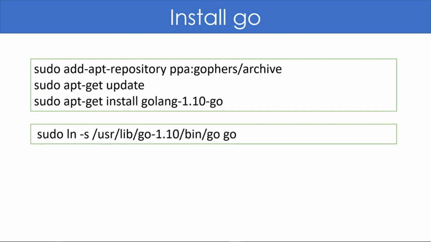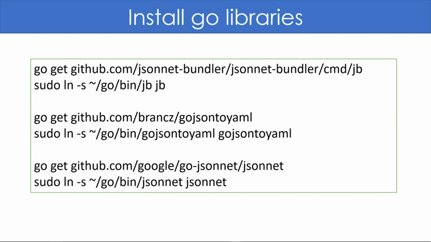Once Go is installed, we need to install three libraries: jb, gojsontoyaml, and jsonnet. The library binaries are created in a directory called go inside the home folder. We need to put those binaries in path.